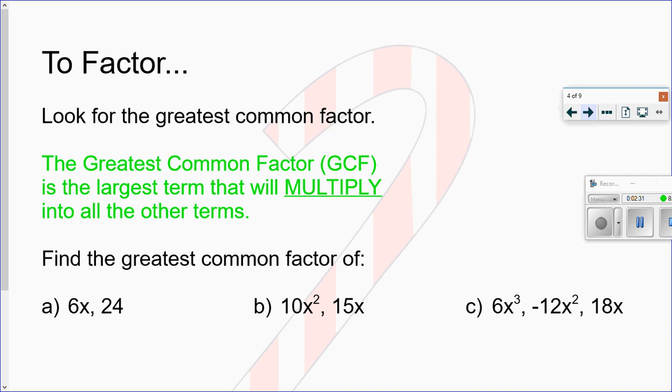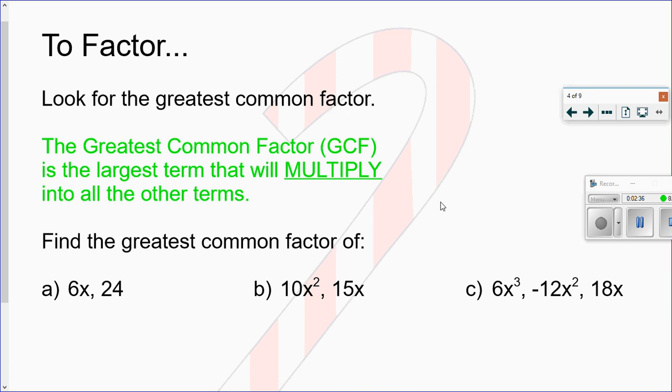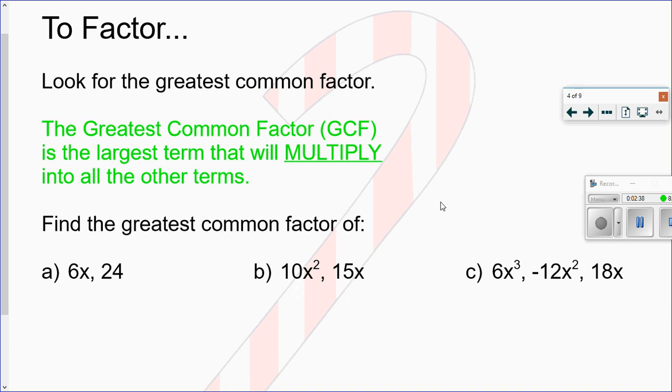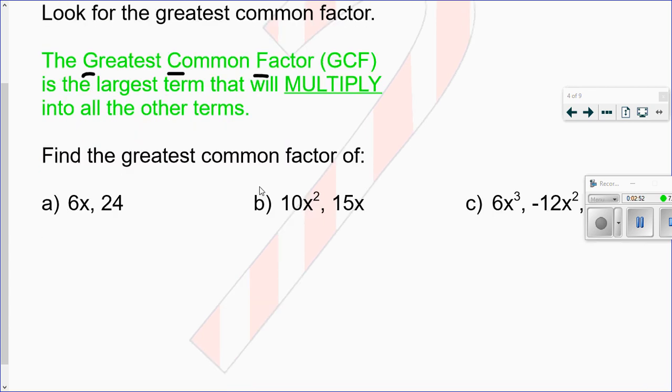Now we're going to start with the simplest type of factoring today. The simplest type of factoring is common factoring. And what we do is we look for something called the greatest common factor. This is the largest term that will multiply into all the other terms. So for example, the largest value that will multiply into 6x and 24 is 6.